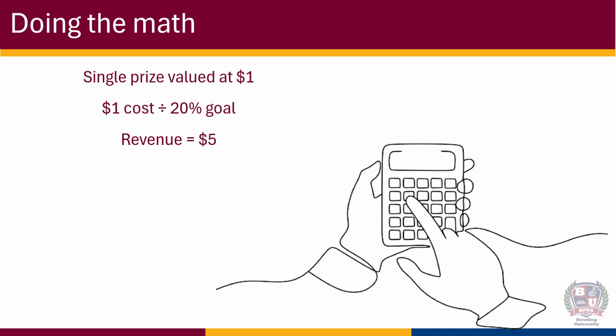But doing the math, here's a very simple way to figure out how it impacts my prize zone. If you've got a prize valued at $1, and 20% is our goal on this, that means you're going to have $5 in revenue. $1 divided by 20%, $5 in revenue. How many points do I need to get that dollar prize? What should that value be? How many points are needed?